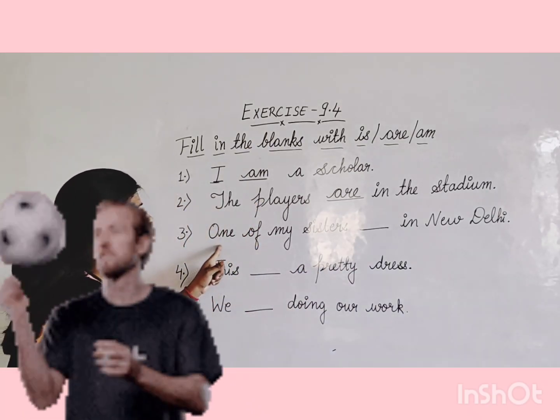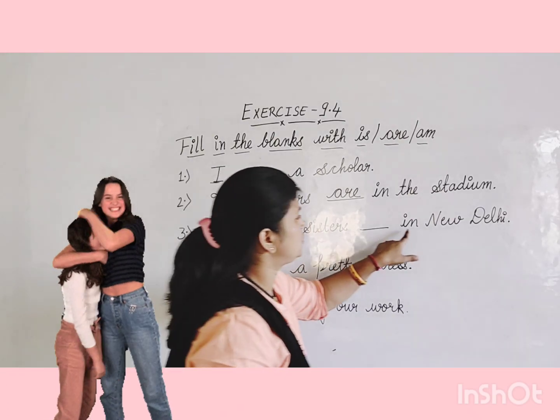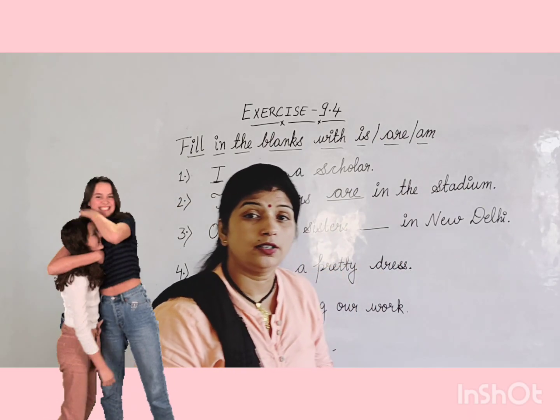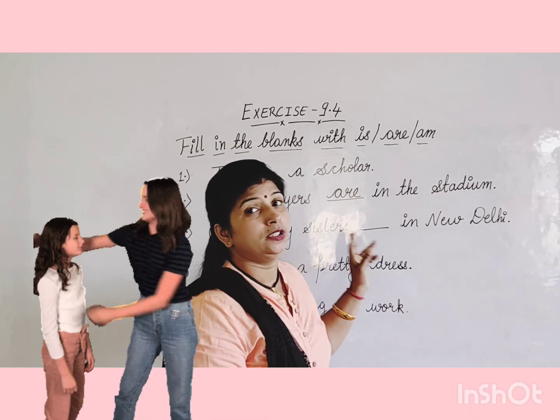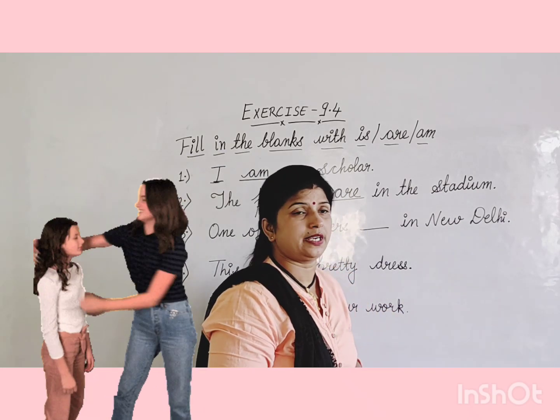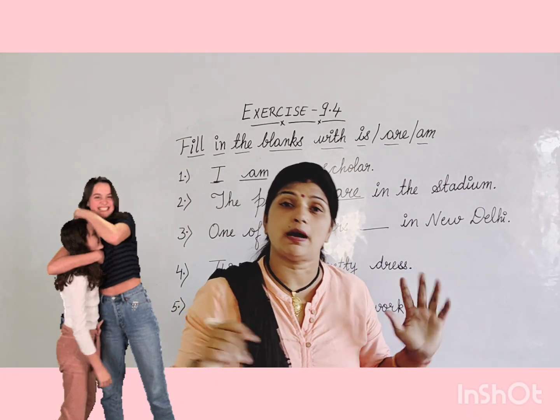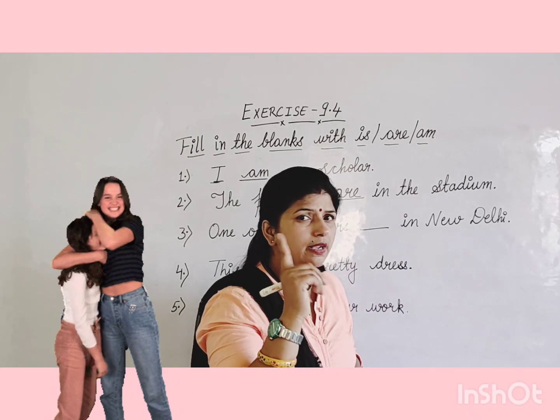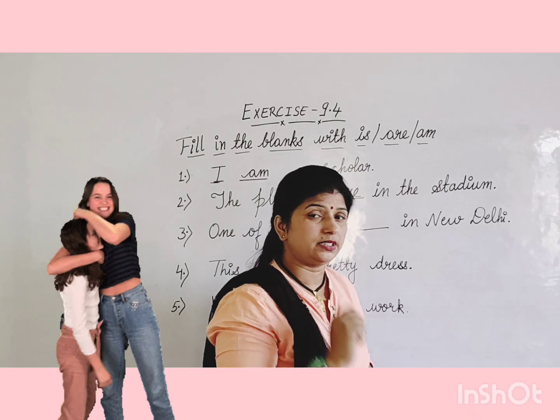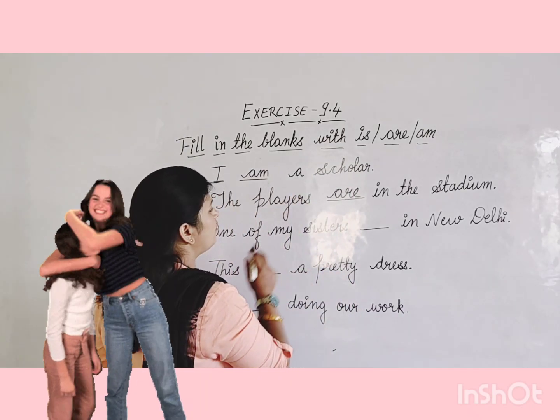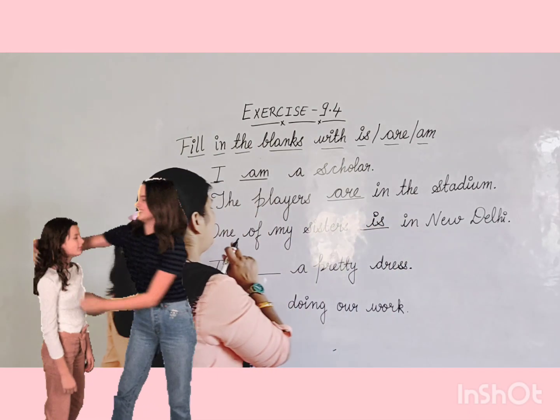The third one is: one of my sisters dash in New Delhi. Here don't go by sisters. Boys and girls, don't think that this is a plural subject. Here it is said one of my sisters. I have many sisters, but among those sisters, only one sister is in New Delhi. So that means the subject is singular. So we will write: one of my sisters is in New Delhi. We will not write are in New Delhi, okay?